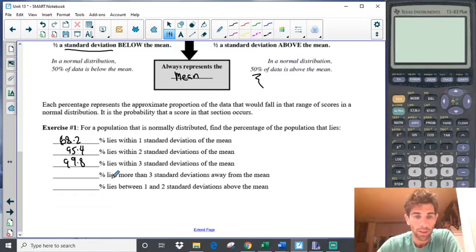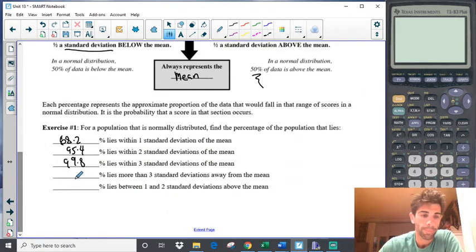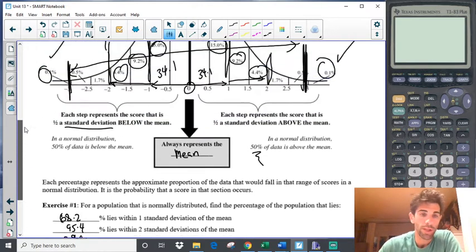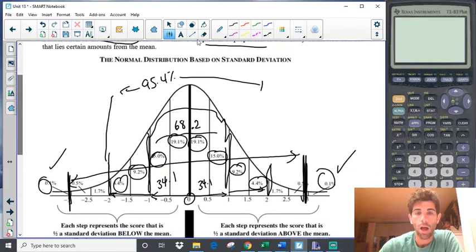99.8%. Now, what percent lies more than three standard deviations away from the mean? If you're more than three standard deviations, you're either this guy or this guy. So that is 0.2%. And what percent lies between 1 and 2 standard deviations above the mean?